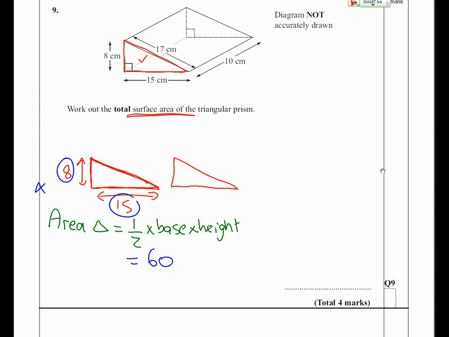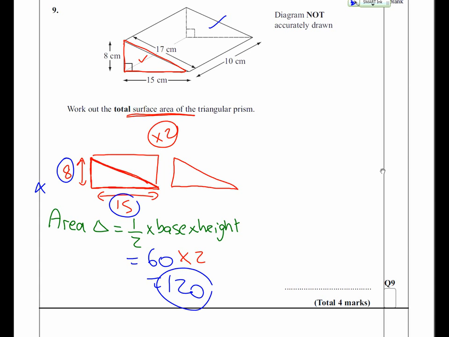So there's 2 of those. So we need to times our answer by 2 again. If you really wanted to, you could have thought of them being together like that, and it's actually a rectangle, but I don't want to confuse things too much. 120 so far, we've done that.